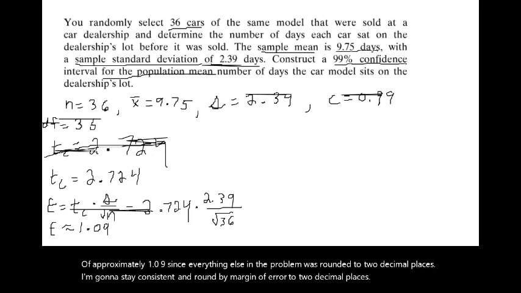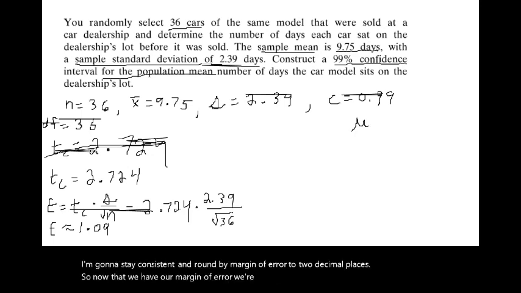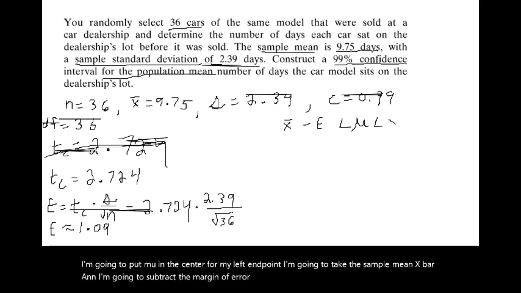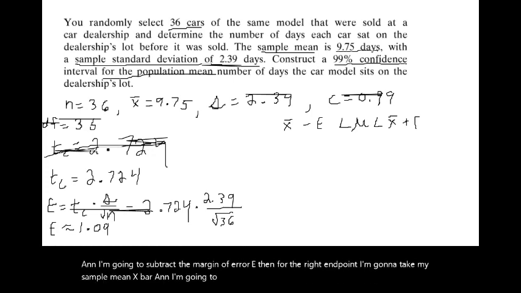So now that we have our margin of error, we're going to construct our confidence interval. So I'm going to put mu in the center. For my left endpoint, I'm going to take the sample mean x bar and subtract the margin of error E. Then for the right endpoint, I'm going to take my sample mean x bar and add to it the margin of error E.